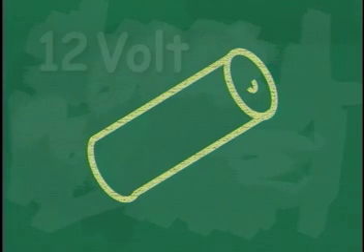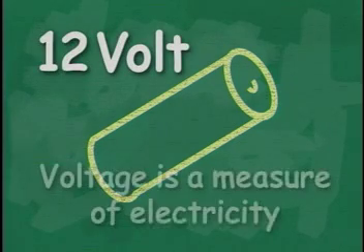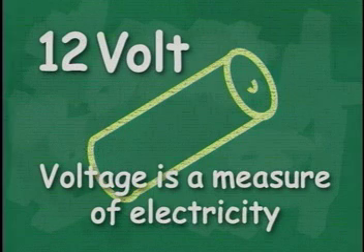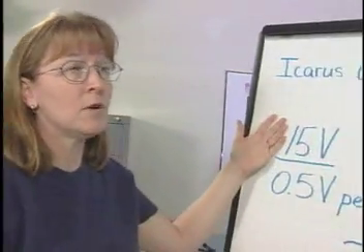The Icarus satellite uses 12-volt batteries. Voltage is a measurement of electricity. And if we use a solar array to charge our batteries, we know from science that we need to have a solar array voltage that is slightly higher than the 12-volt batteries. So let's say 15 volts.